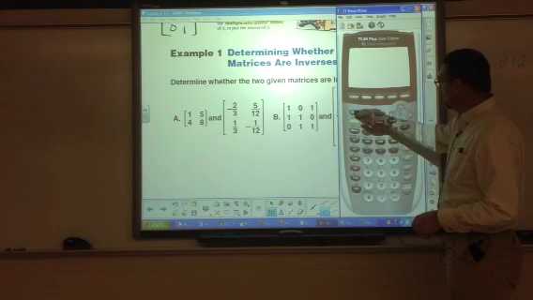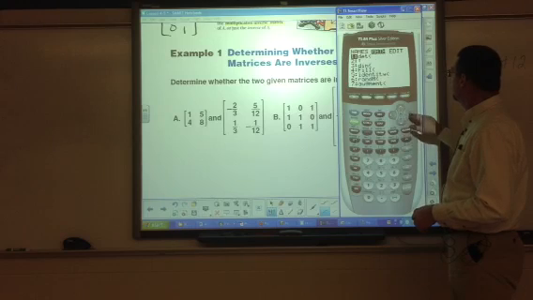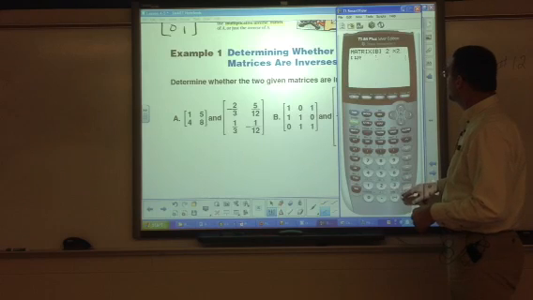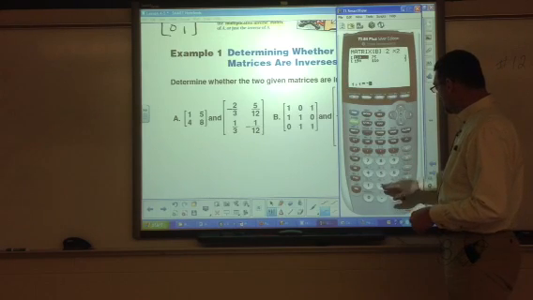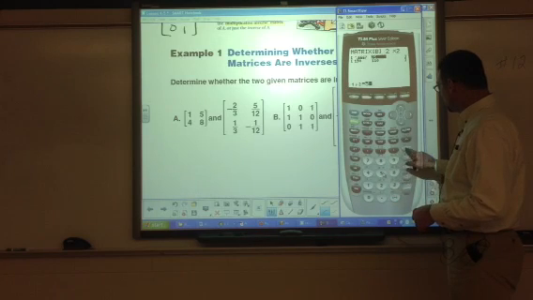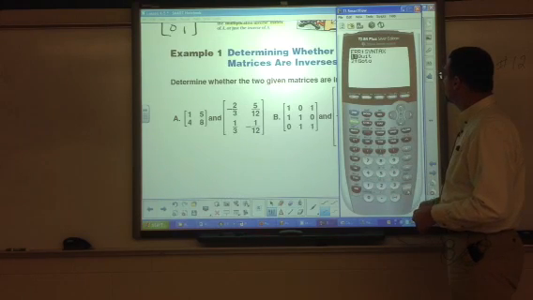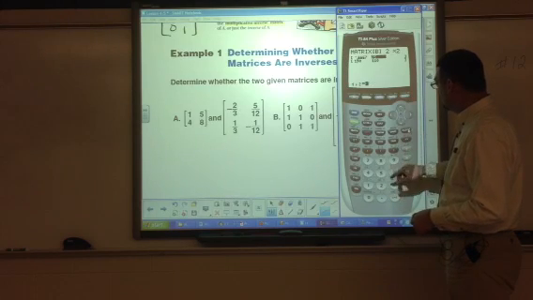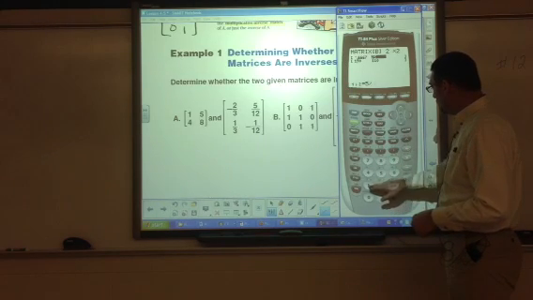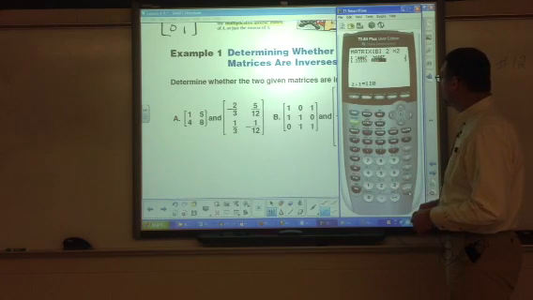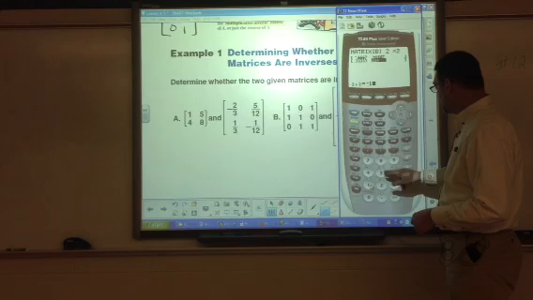Quit. And our second matrix, matrix B, is going to be a 2 by 2 also. And then I put in the numbers negative 2/3, 5/12, 5 divided by 12, 1/3, and negative 1/12.